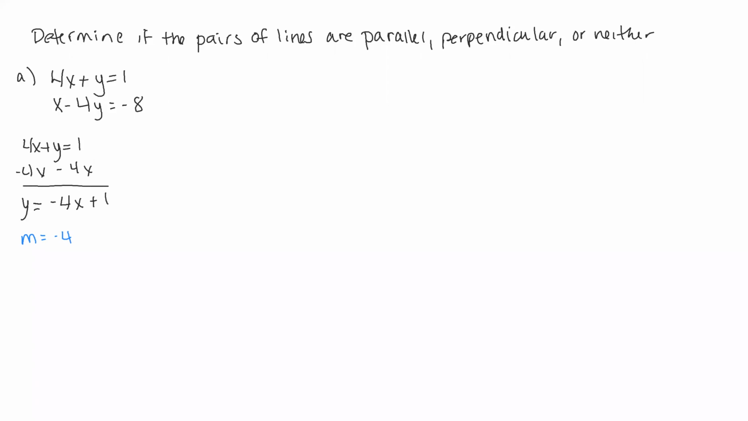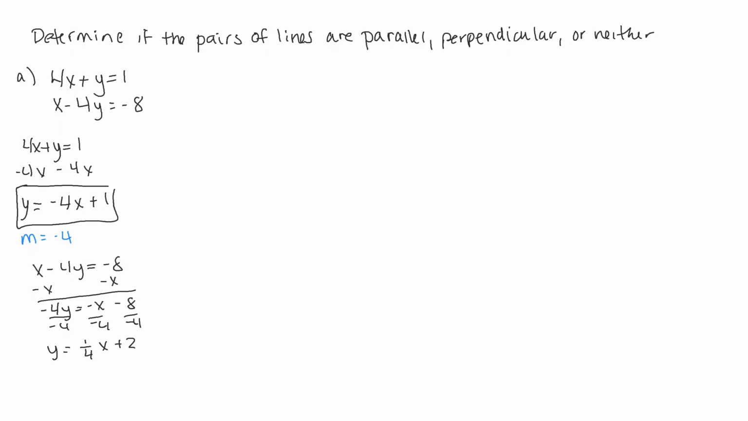So for the second equation, I get x minus 4y is negative 8. I'm going to start by subtracting x. That's going to give me negative 4y equals negative x minus 8. I'm going to divide each term by negative 4. And that gives me y equals positive 1/4 x plus 2. All right, so for the second line, the coefficient of x is 1/4. So now my question would be, is there a connection between these two slopes?